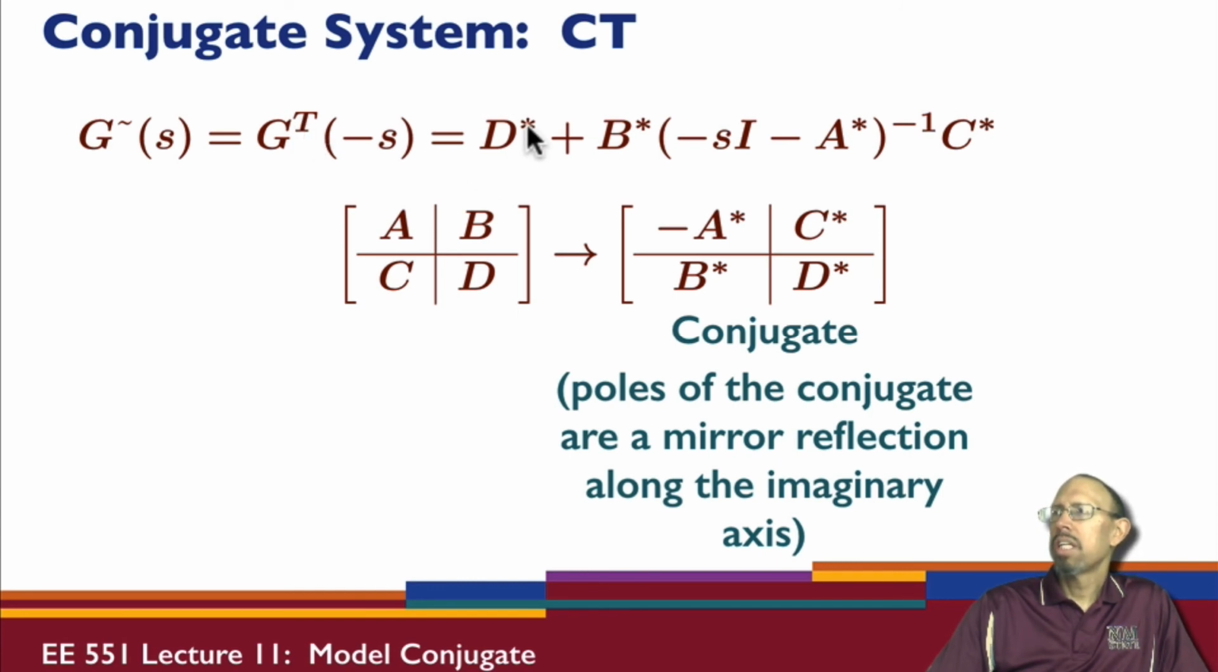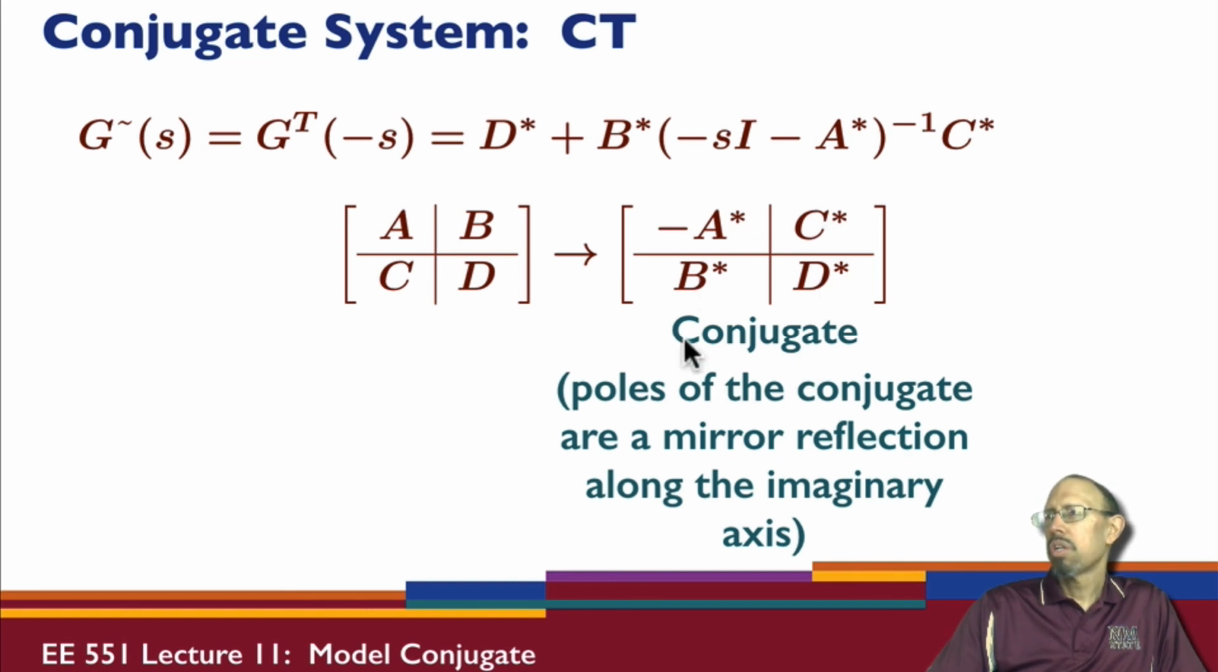But in general, in this case, the matrices A, B, C, D are real, so these will all be just transposes. I use the adjoint here just to give us the flavor that this is related to complex conjugate types of stuff. So in the case when a matrix is real, its adjoint is the same as its transpose. Okay, so an ABCD system becomes like this: minus A adjoint, C adjoint, B adjoint, D adjoint.